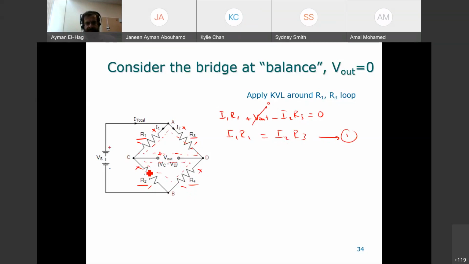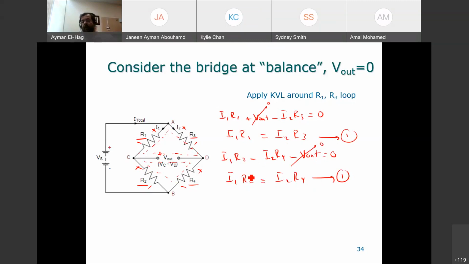So I1 R2 minus I2 R4 minus V out equal to 0. Again, V out is equal to 0. So I1 R2 equal to I2 R4. And this is equation 2.